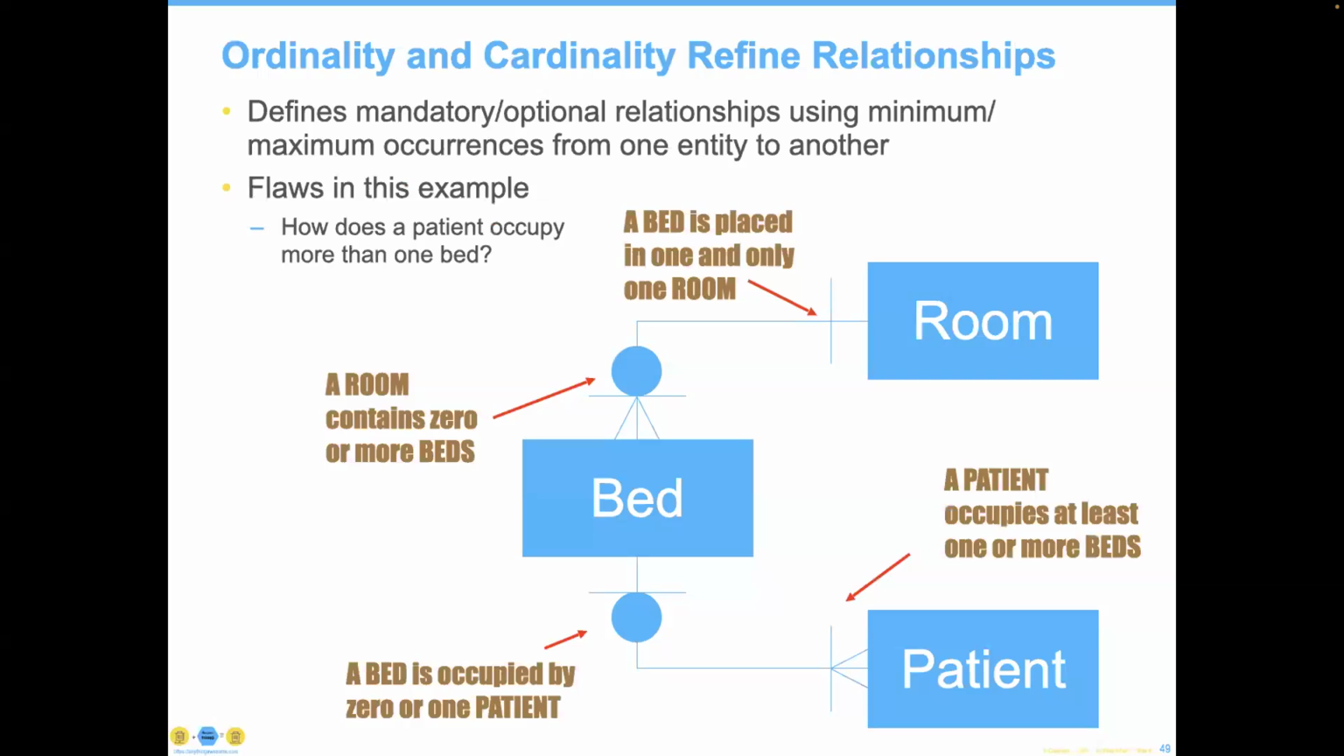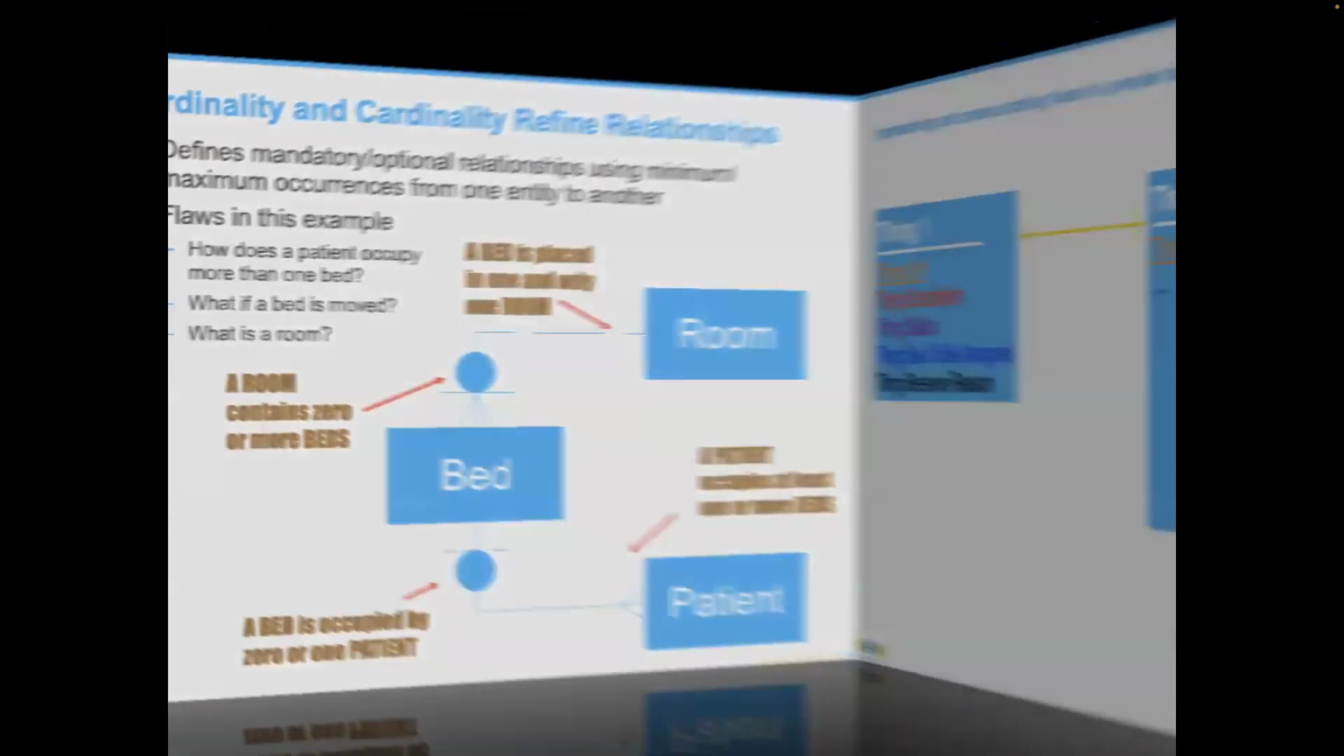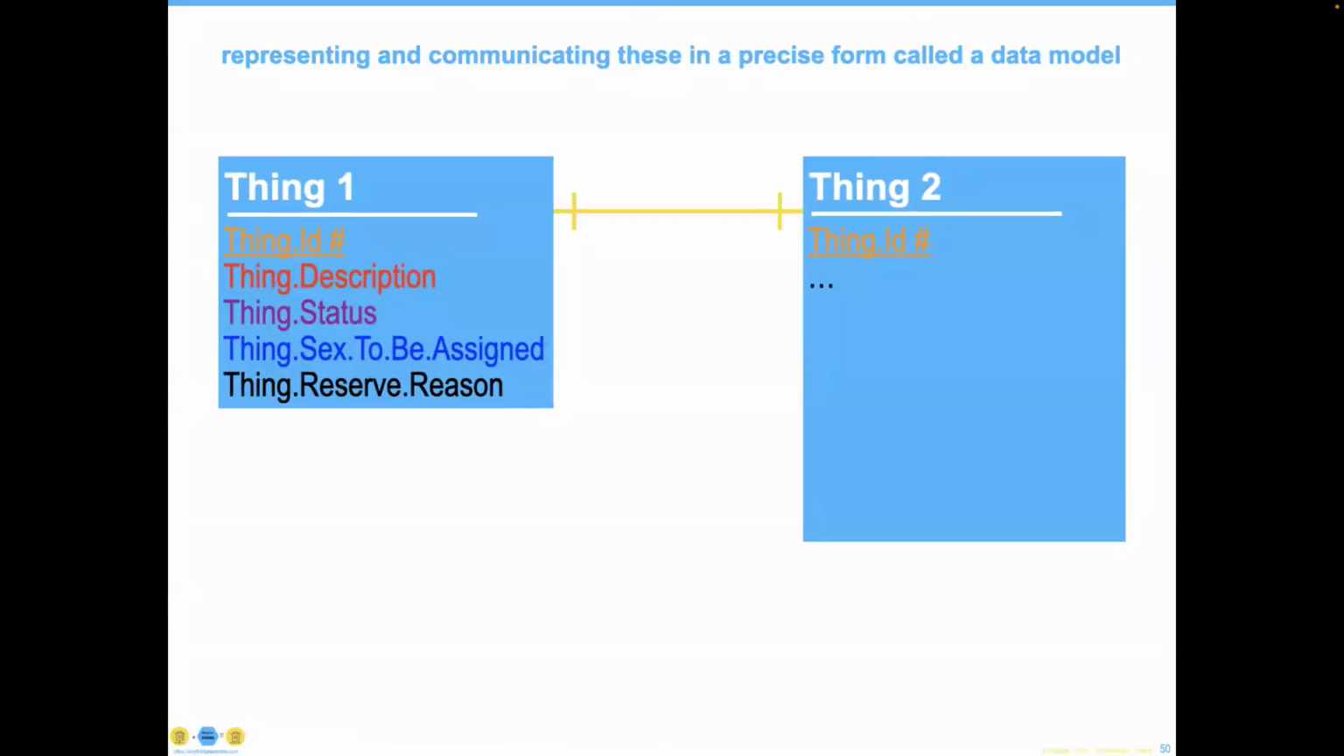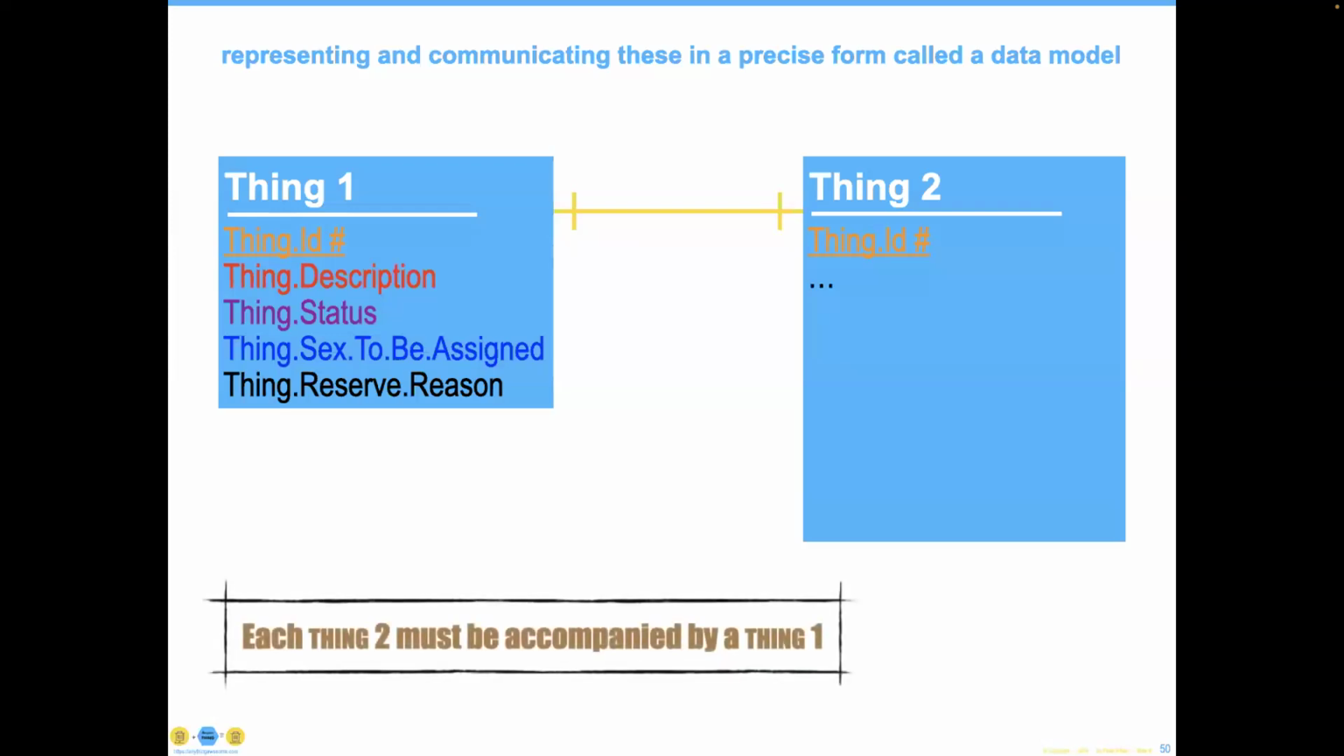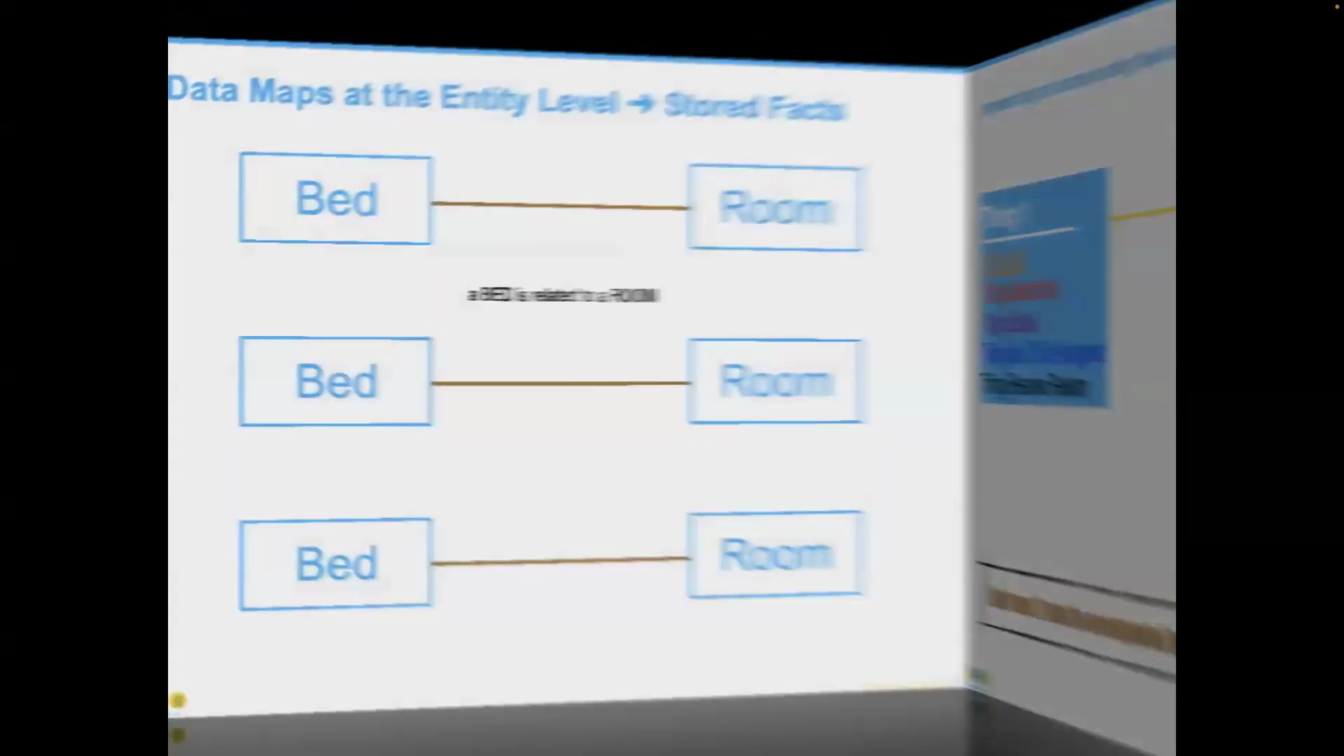So how does a patient occupy more than 1 bed? I'm not really sure. What if the bed is moved? Then we have a challenge around that as well. What is a room, actually? We'll have to come back to that in just a second. Again, representing and communicating them in this precise form you're seeing here as the data model. I have a thing, and I'm connecting it to thing 1. Thing 1 to thing 2 in this case. Each thing 2 must be accompanied by a thing 1. This is what gives our models what we call structural integrity, the ability to make sure that things work the way the business needs them to work.